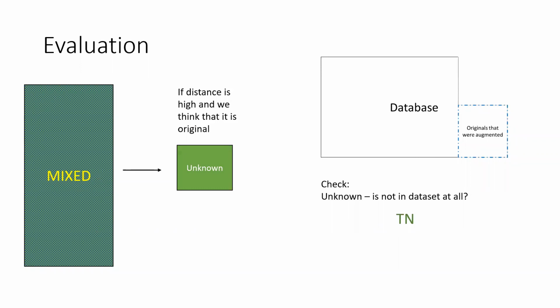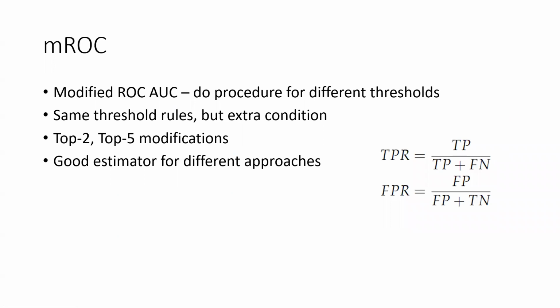And the other thing: if we think the distance is high, and we think it's original, and we check that unknown is not in the dataset at all, that means it's an original image, and we are right, it's a true negative, it's not a modified image. And if the distance is still high and we think it's original, but this is part of the originals that were augmented, it's clearly a false negative, because we were wrong and we thought that this is original, but it wasn't.